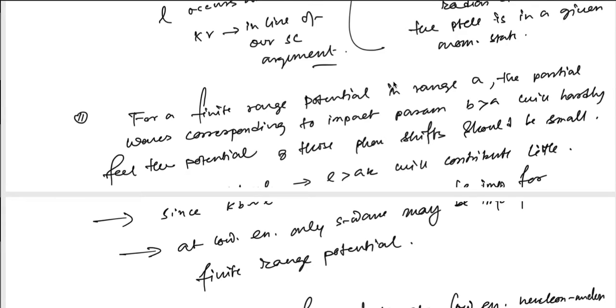So that means since kb is almost equal to L, that's the angular momentum, that means that when L is greater than ka, it will contribute very little to the scattering. So that implies immediately that at very low energy, only the smaller L, that is the S wave, will be important for a finite range potential.